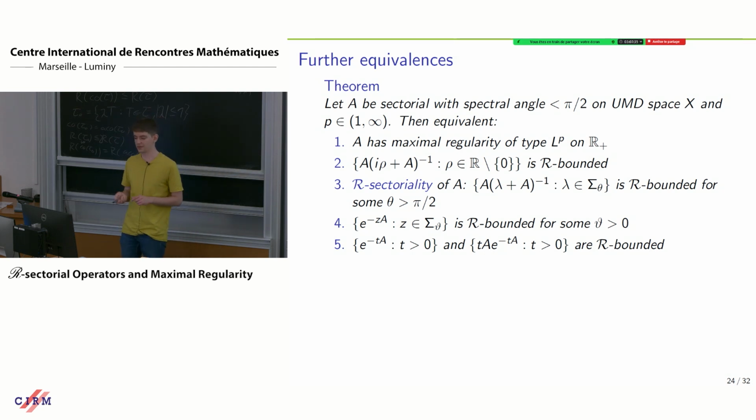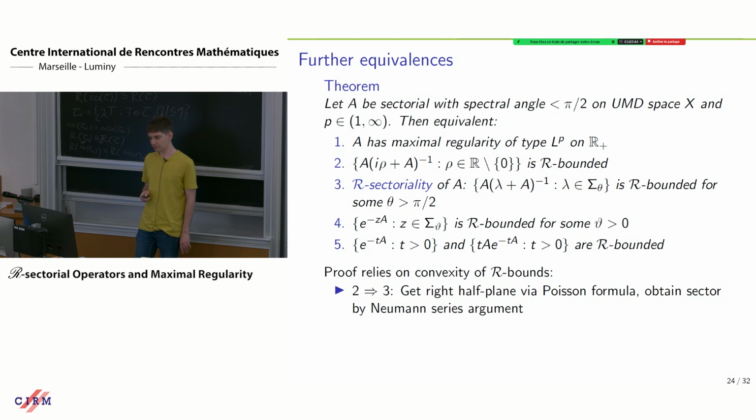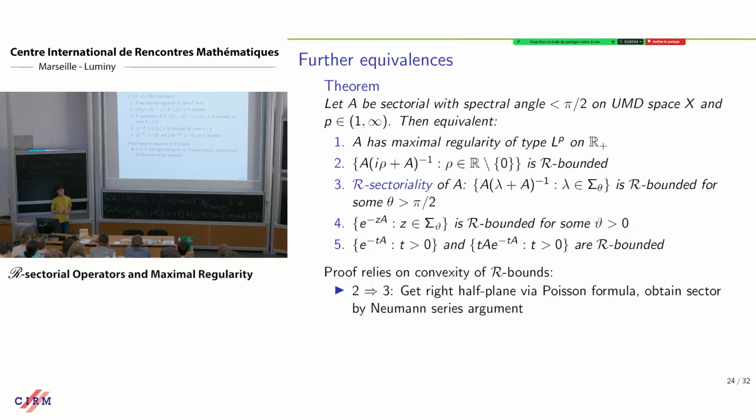Yeah, for the proof of these further equivalences, I will not go too much into detail, but I will rather give some ideas how to prove that. So more or less everything relies on the convexity of R-bounds we have seen earlier already, reinterpreting some integral as a convex combination. So the idea will always be to find some representation formula via an integral, and rewrite this as a convex combination and apply convexity.